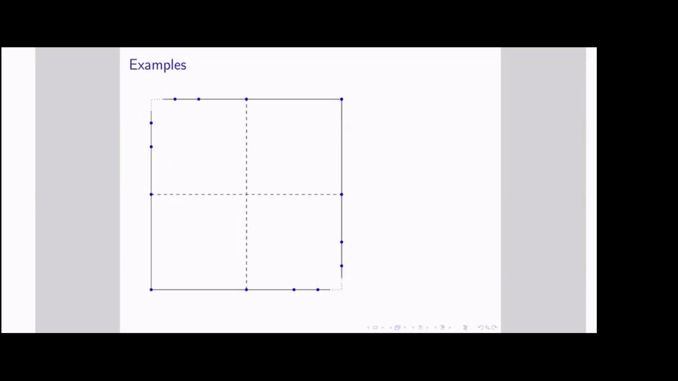And stack the block on the left to the block above, and the block on the right to the block below. So now we have a map from this rectangle to itself. And if we want to turn this into a continuous map, we have to glue the sides of this rectangle. So glue the 4 sides of the rectangle. And the gluing is just going to be as illustrated in this picture.